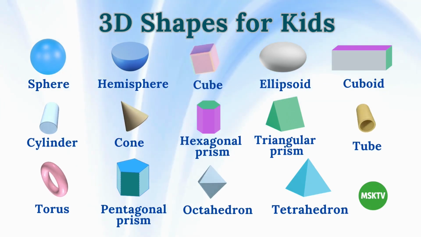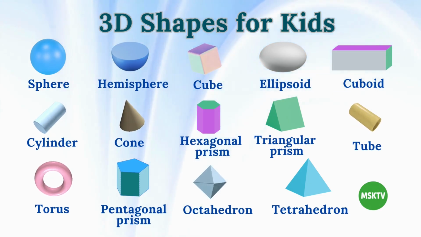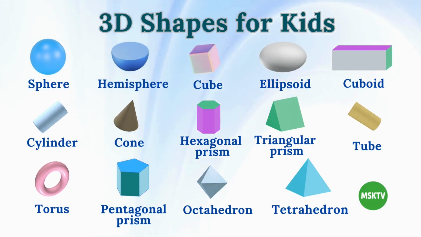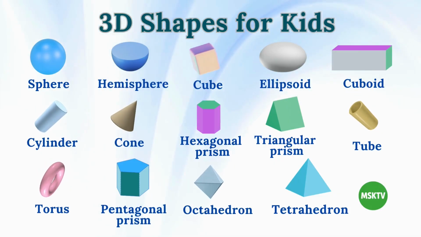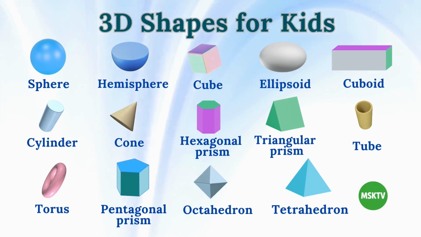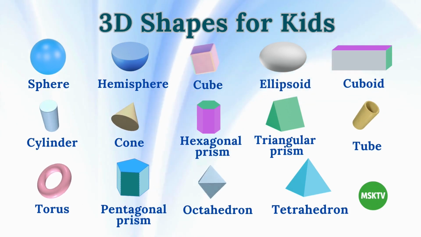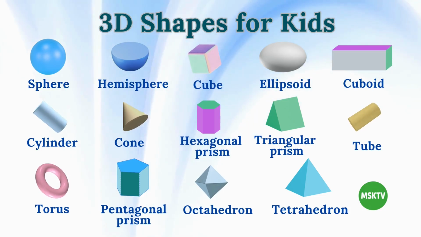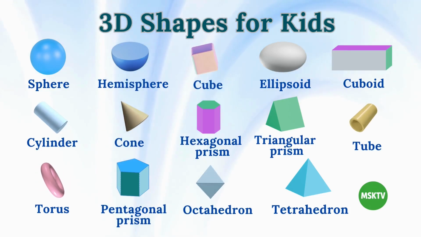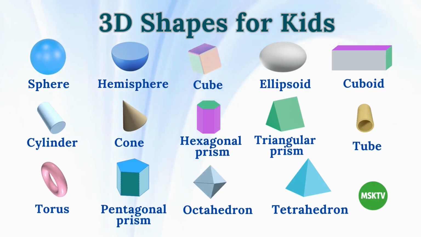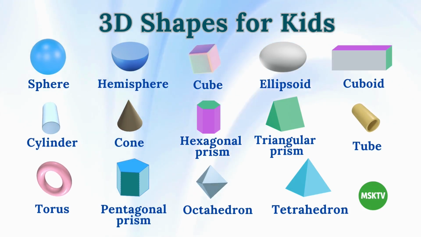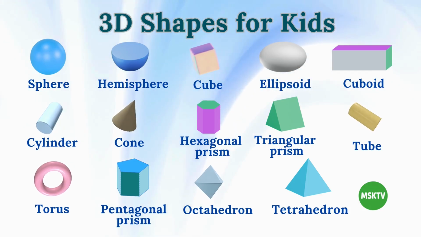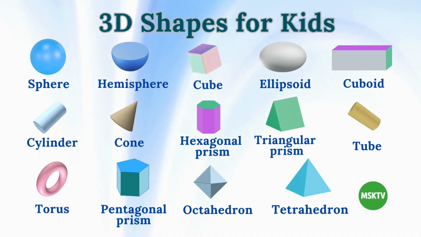In summary, here are the 3D shapes we learned in this episode. Sphere, hemisphere, cube, ellipsoid, cuboid, cylinder, cone, hexagonal prism, triangular prism, tube, torus, pentagonal prism, octahedron, and tetrahedron.